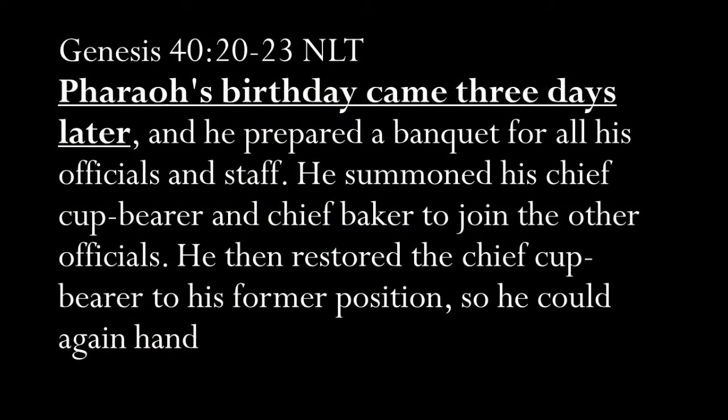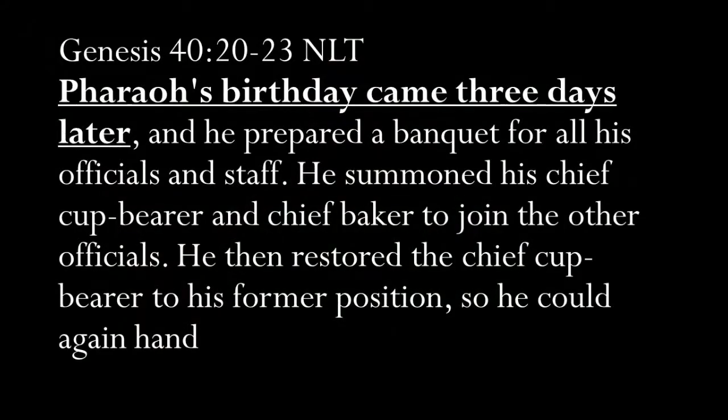Now, look at verses 20 through 23. Pharaoh's birthday came 3 days later. Now, whenever you see details, you need to make a note of it. Because if the Bible adds a detail there, it's because it's important. Because the Bible uses plot retardation a lot. It skips over things that it considers to be trivial or minor. It will skip over large periods of time. But when it adds something, you need to pay close attention to it. So this is Pharaoh's birthday. Pharaoh's birthday came 3 days later.